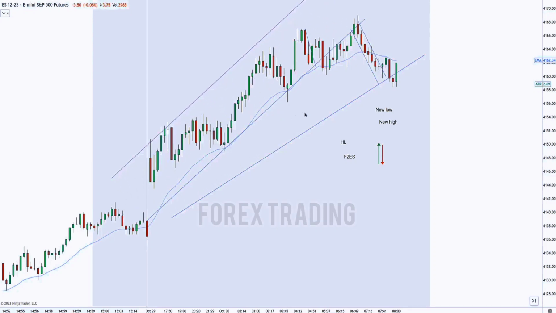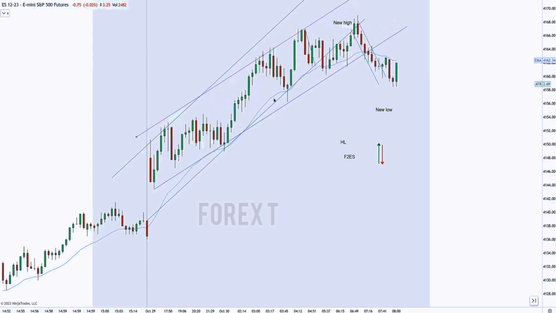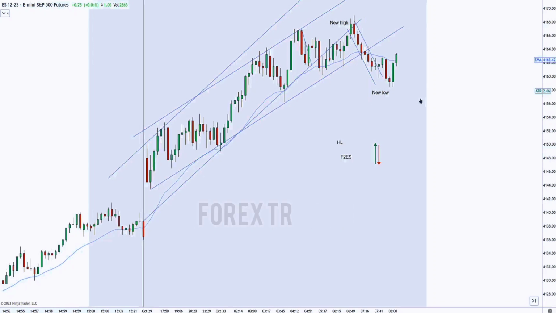Now, there are two ways I'm going to draw the channel. This is important. You're going to see what it's going to lead to. If I draw this channel, it fits very well off the lows, but we have a small break and a new extreme. And there's also a second alternative where I can draw a channel like this. It doesn't really fit that well. It fits better off the highs and I can treat it as a spike and a channel. Either way, both of these channels give me a bullish bias.